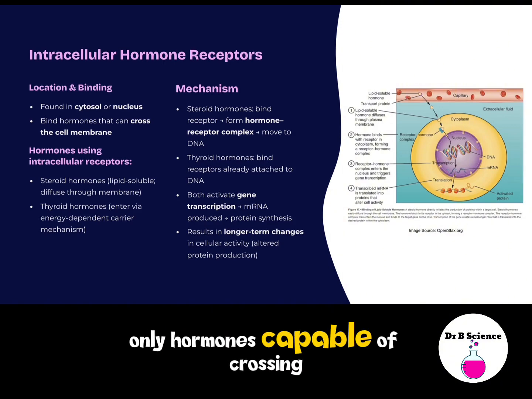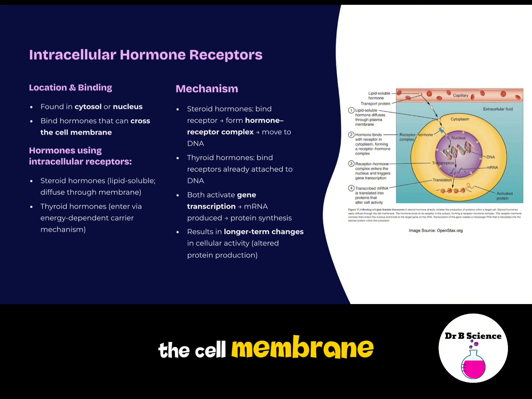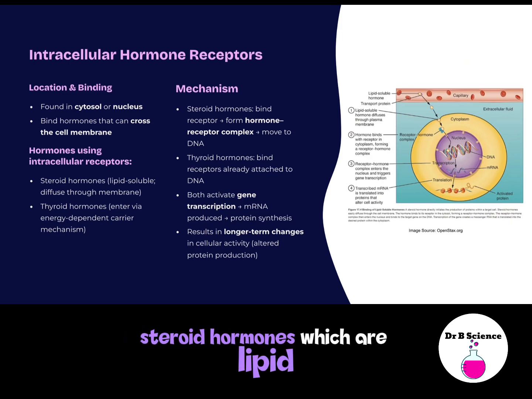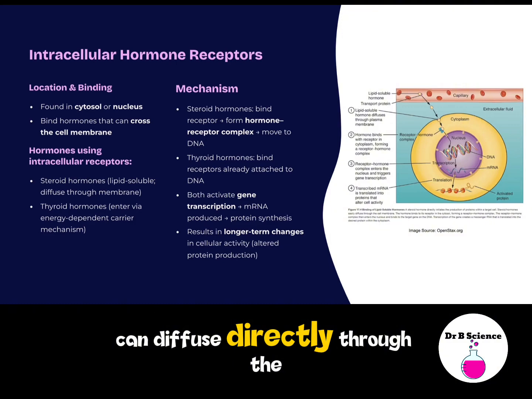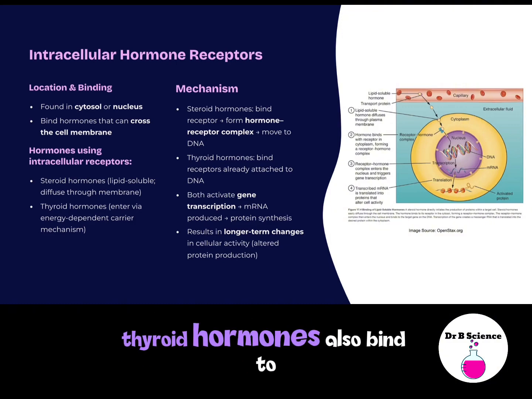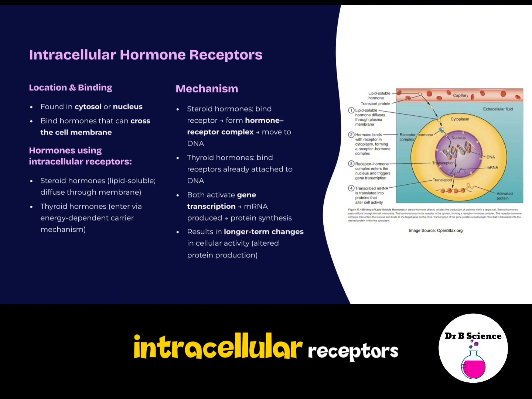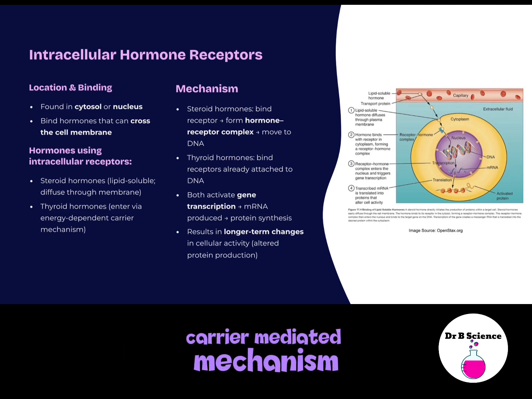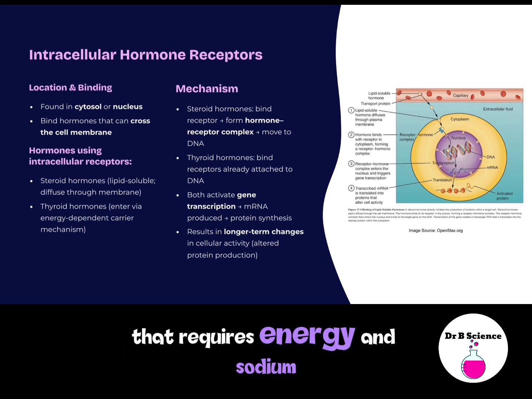Only hormones capable of crossing the cell membrane can bind to these receptors. Steroid hormones, which are lipid-soluble, can diffuse directly through the membrane. Thyroid hormones also bind to intracellular receptors, entering the cell by a carrier-mediated mechanism that requires energy and sodium.